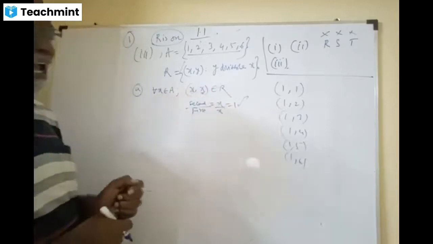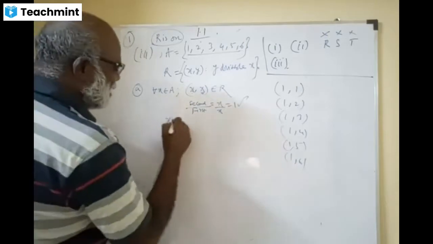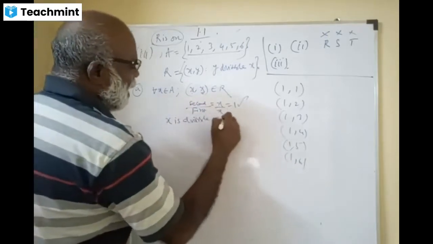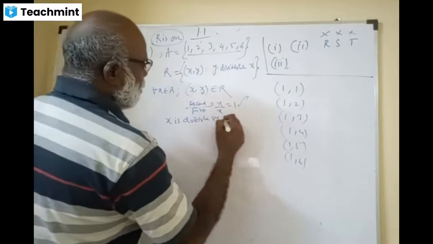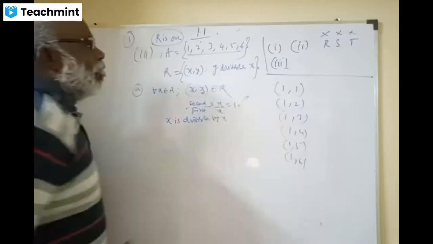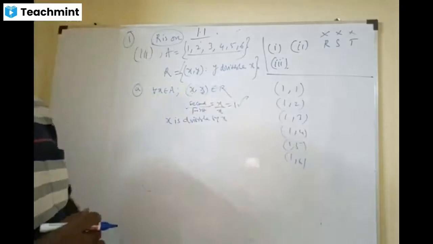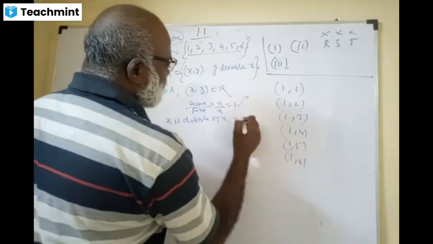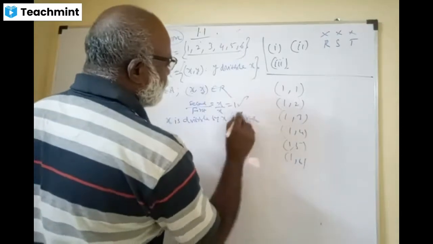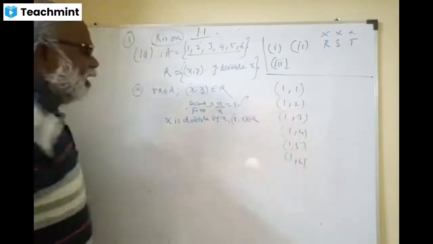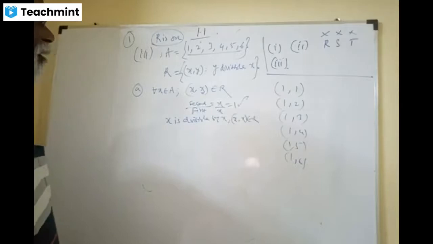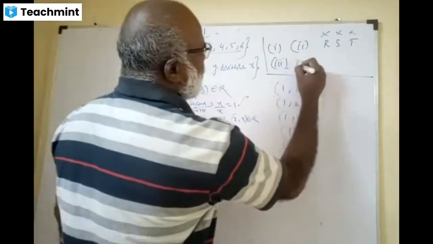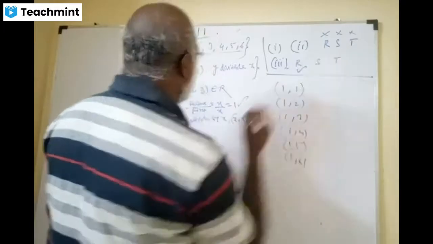X is divisible by x. Therefore, (x, x) also belongs to R. Okay, clear? X is divisible by x. Therefore, (x, x) belongs to R. Is it clear? Yes, sir. So reflexive is done. Symmetric and transitive are left.